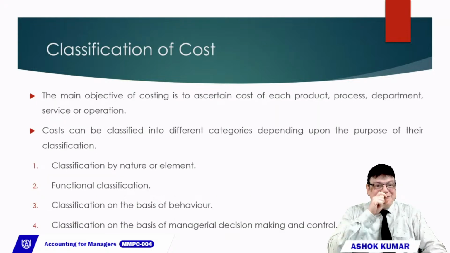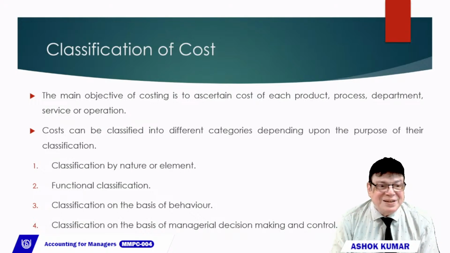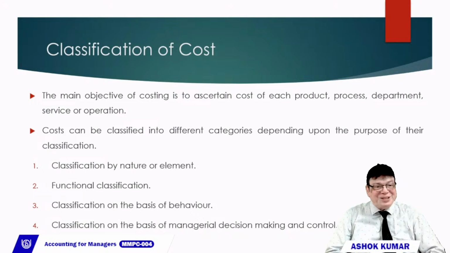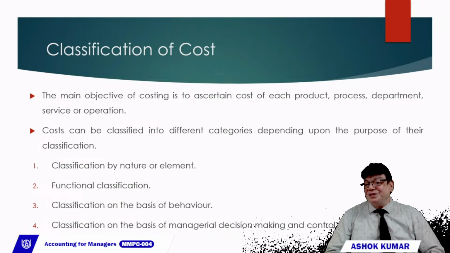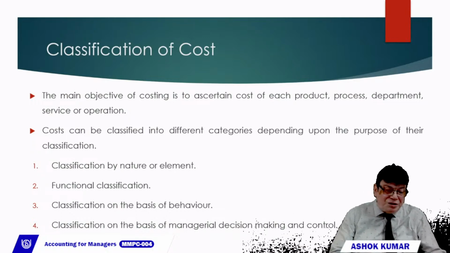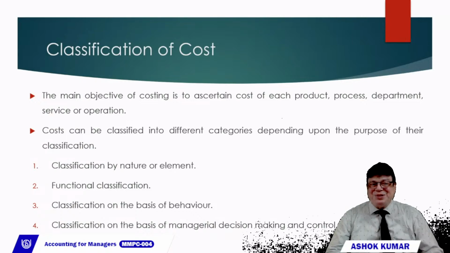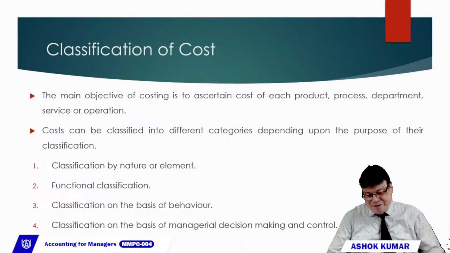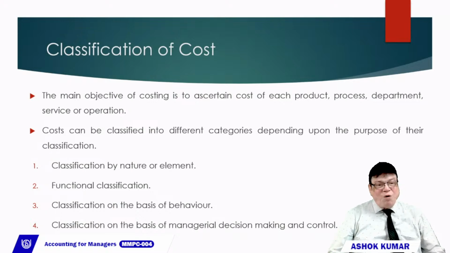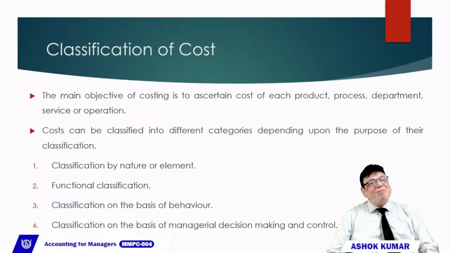Now, classification of cost. The main objective of costing is to ascertain the cost of each product, process, department, service, or operation. We have to see how much this department costs. What is the pay bill of this particular department? Can we merge this department with some other department and reduce the people so that our expenses will be saved? Now what are banks doing? If any bank is going into loss, the government merges that bank with a bigger bank.